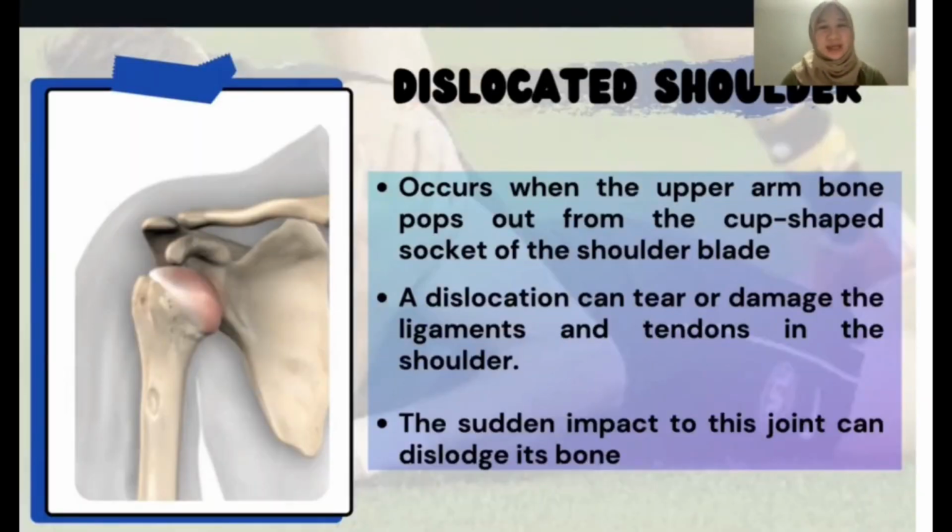Hi, my name is Amani. So for the next injury, which is dislocated shoulder. A dislocated shoulder occurs when the upper arm bone pops out of the cup-shaped socket of the shoulder blade. As you can see in the picture that I have put into the slides, dislocation can also tear or damage the ligaments and tendons in the shoulder. The sudden impact to this joint can dislodge its bone.